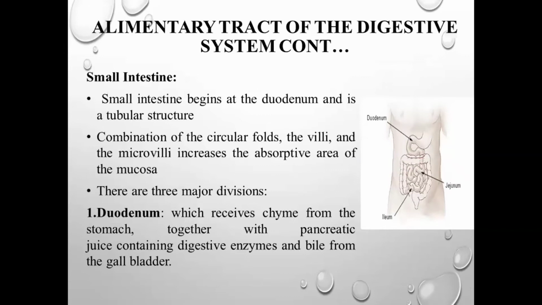Next we come to the small intestine. Food leaves the stomach, enters the duodenum, and reaches the small intestine. The small intestine begins at the duodenum and is a tubular structure with an elastic muscular layer. The combination of the circular folds, the villi and the microvilli increases the absorption area of the intestine.